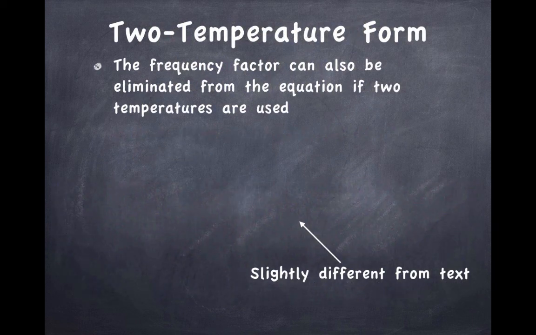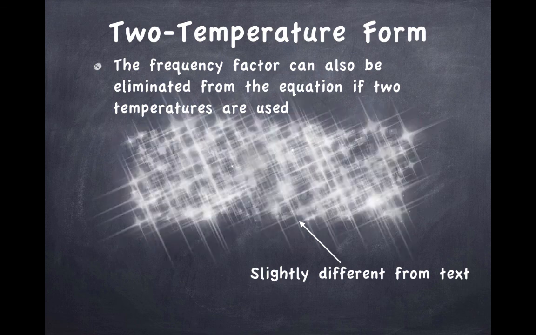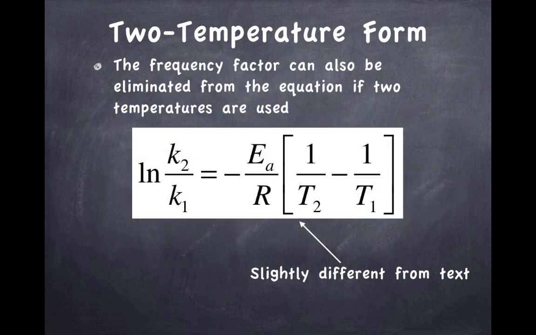Now, one of the issues that you can have with that form of the Arrhenius equation is finding what that frequency factor is. And we can eliminate that frequency factor by taking a look at two temperatures and using a two-temperature form of the Arrhenius equation. And I'm not going to derive that out here. I believe it's done in your book. Or if you would just like to see how we go from a single temperature version to a two-temperature version, you can certainly come to my office hours and we can take a look at that.